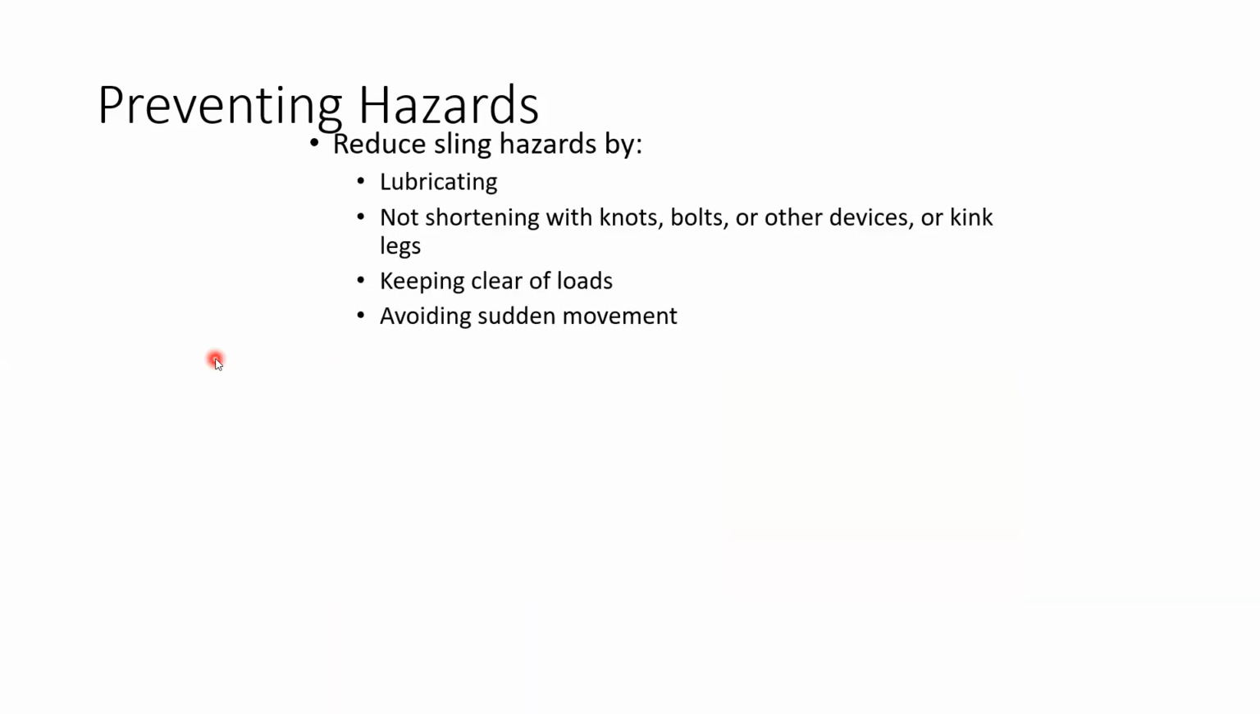Okay, reduce sling hazards by lubricating, not shortening with knots, bolts, or other devices, keeping clear of loads, and avoiding sudden movement. All of this reduces the sling hazards.